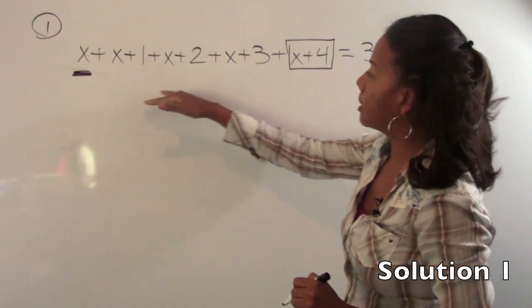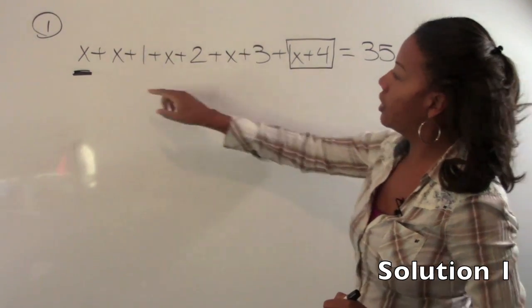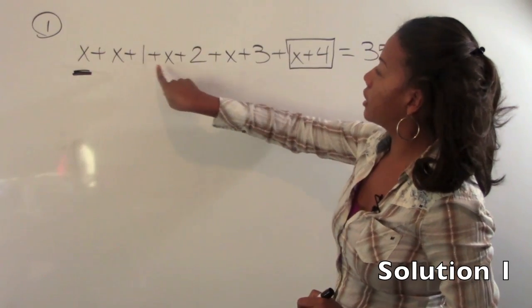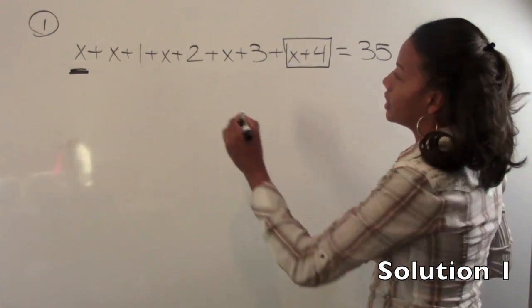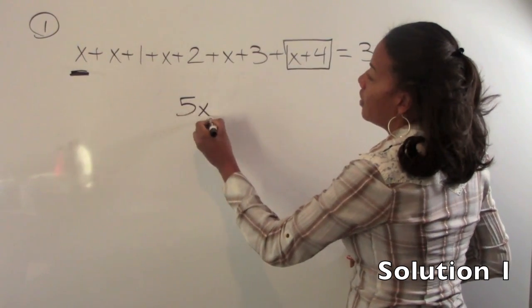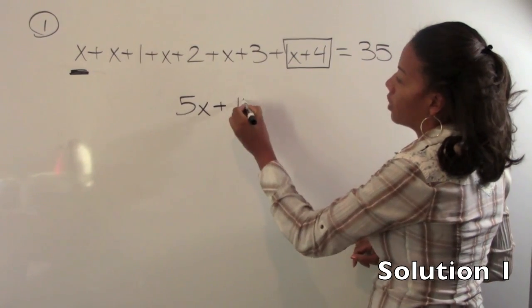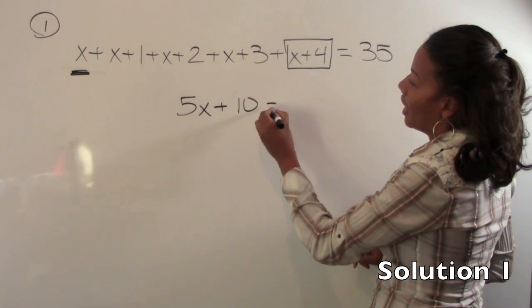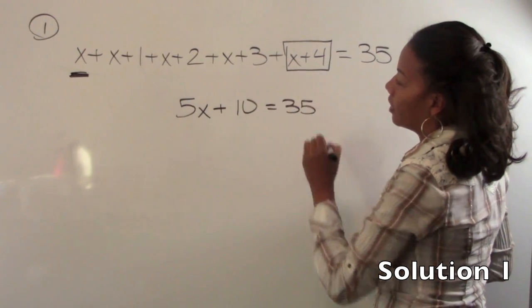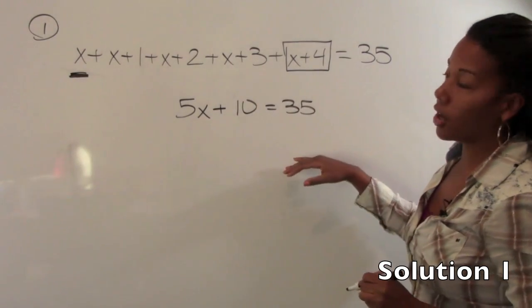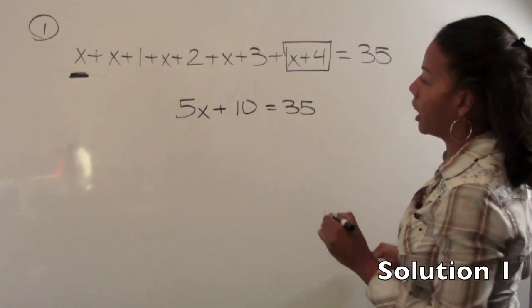Okay, so what we have to do is simplify the left side of this equation. We get x plus x plus x plus x plus x. That's 5 x's. And then we add the 1, 2, 3, and 4, which is 10. And that equals 35. Now, if you don't remember how to solve equations, don't worry about it. There's a whole chapter on that.